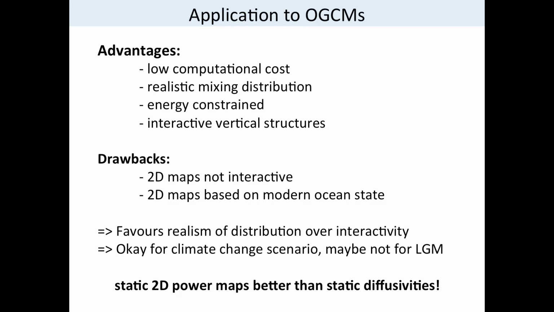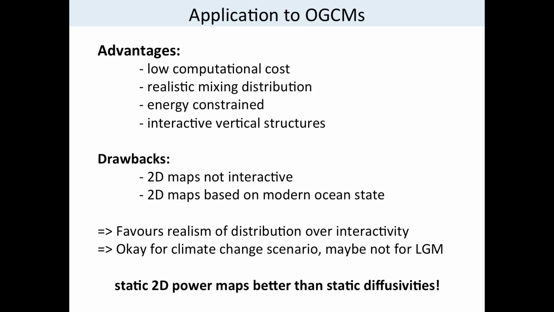Now, the drawbacks are, of course, that the 2D power maps are static, and so they're not interactive. They don't evolve with the ocean state. And also, they are based on the modern ocean state. So overall, this parameterization favors the realism of the distribution over the interactivity. And this is okay for a climate change scenario.